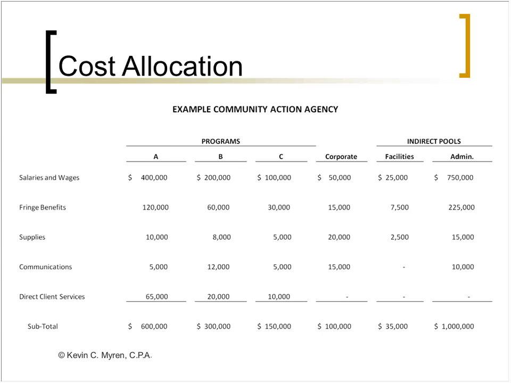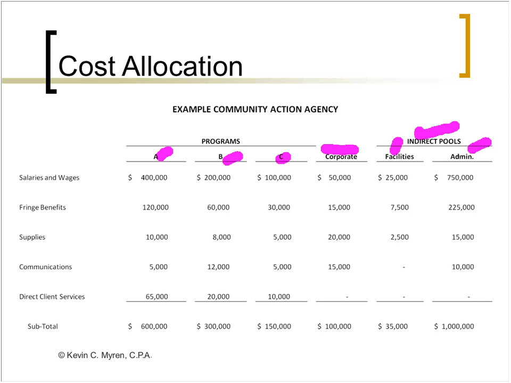So program A, B, and C here are your different types of programs. That might be CSBG, weatherization, LIHEAP, etc., Head Start. Corporate, remember, those are the activities that are not allowed to be charged back to a federal project. Fundraising, lobbying, those types of expenses. And in our example, we have indirect pools, and we're going to assume that we have $10 million or more of federal money, so we need to have at least 2 pools, one for facilities and one for administrative costs.